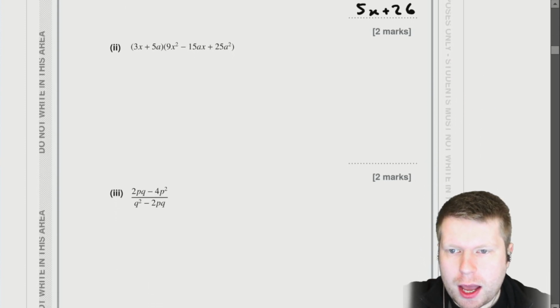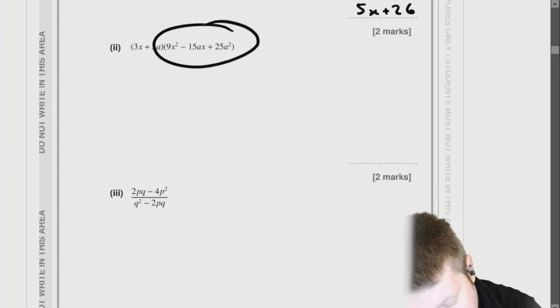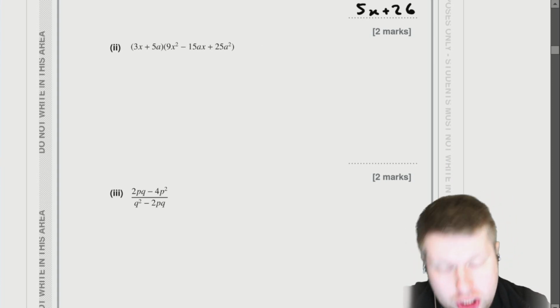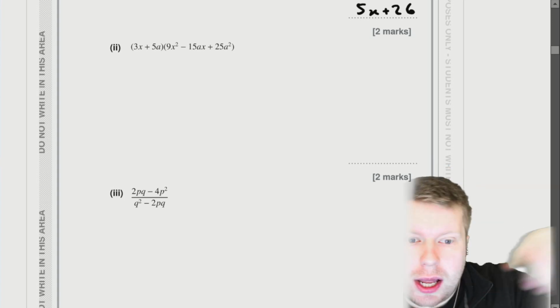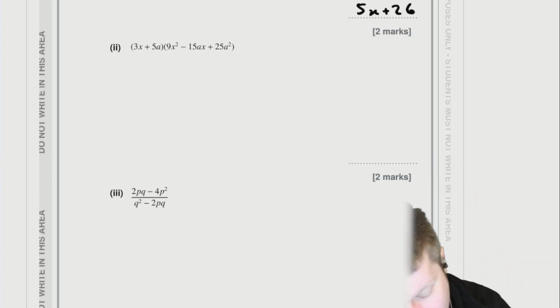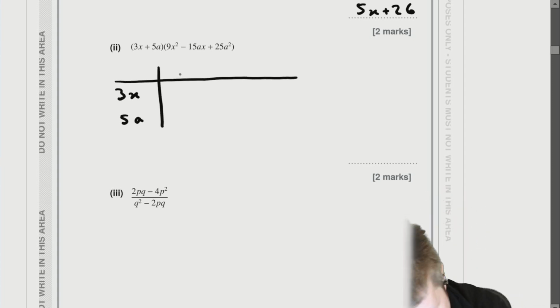The next question, so again, we're still fully simplifying. We've got 2 brackets, however, the second bracket has got 3 terms in. So just treat it systematically. There's a couple of ways that you can do this. You can either use the happy face and sad face method, or you can draw out a little table. So I can put 3x and a positive 5a down here. And along the top of that table, I can then put all 3 terms in the second bracket: 9x squared, then a negative 15ax, and then a positive 25a squared.